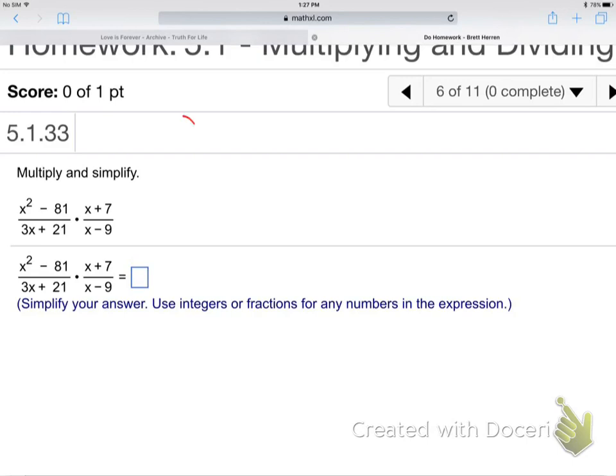Maybe I'll rewrite it here. So this one's a bunch of factoring, right? You've got to factor those two on the left. So factor that x squared minus 81, and that 3x plus 21.